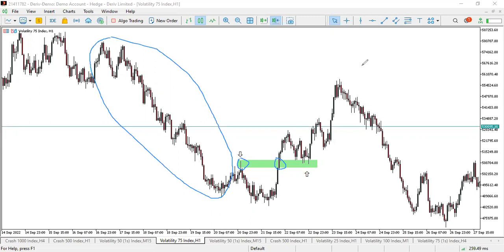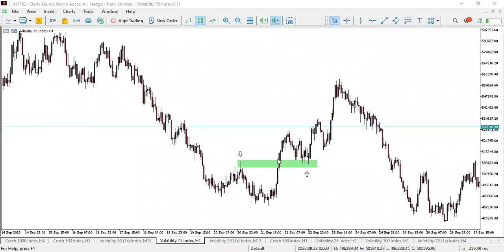You understand? So how do you see, or how do you confirm that this structure will break out? I told you we apply order flow. Here's that level. Here we had a level of rejection block.